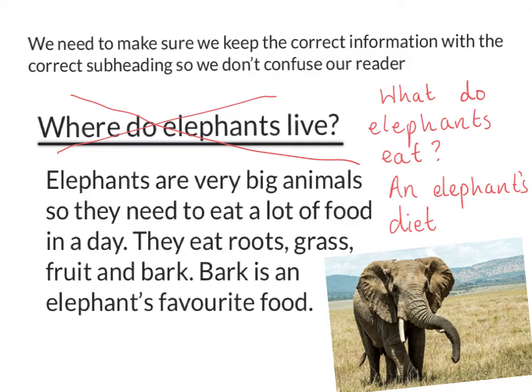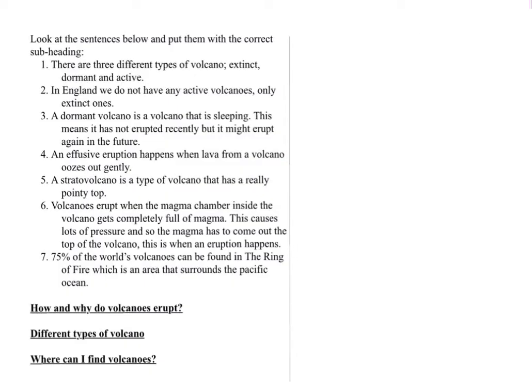Let's have a look at our work for today. So at the bottom of your sheet of paper on your assignment, you'll have three subheadings: how and why do volcanoes erupt, different types of volcano, and where can I find volcanoes? So for this one, different types of volcano, we're definitely looking at maybe for a word like type or something to do with what the volcano looks like. For where can I find volcanoes, we are definitely looking for maybe talking about a country or a place in the world or something about location. And then how and why do volcanoes erupt?